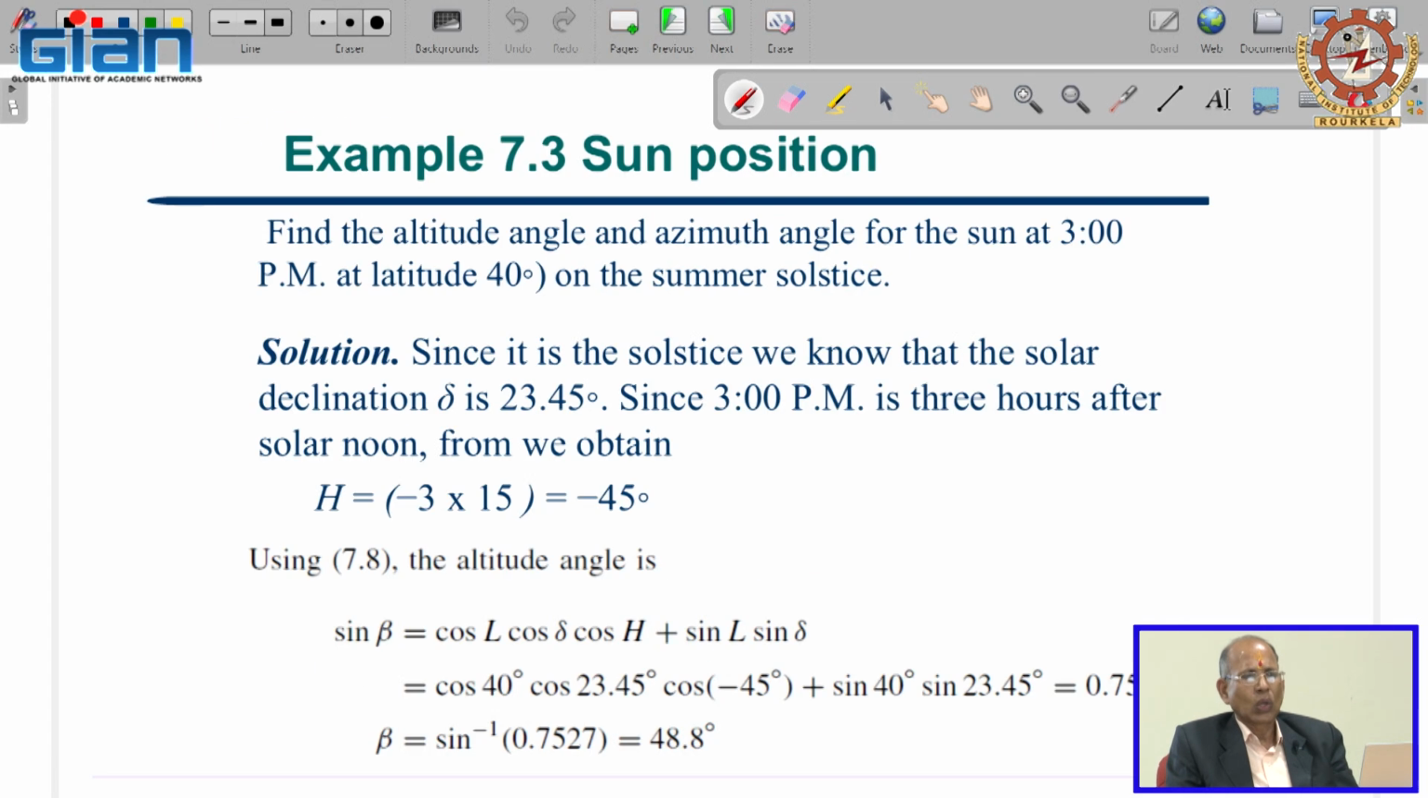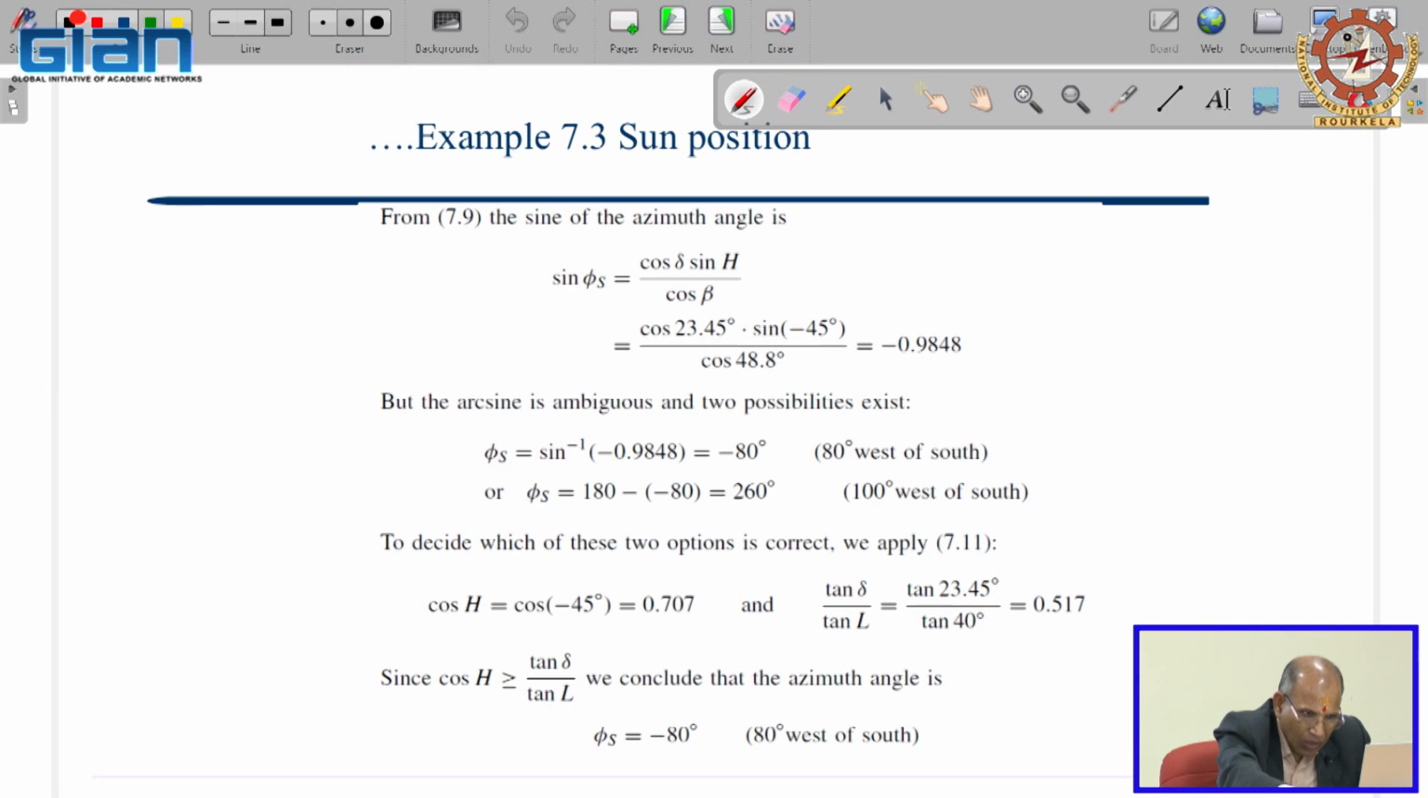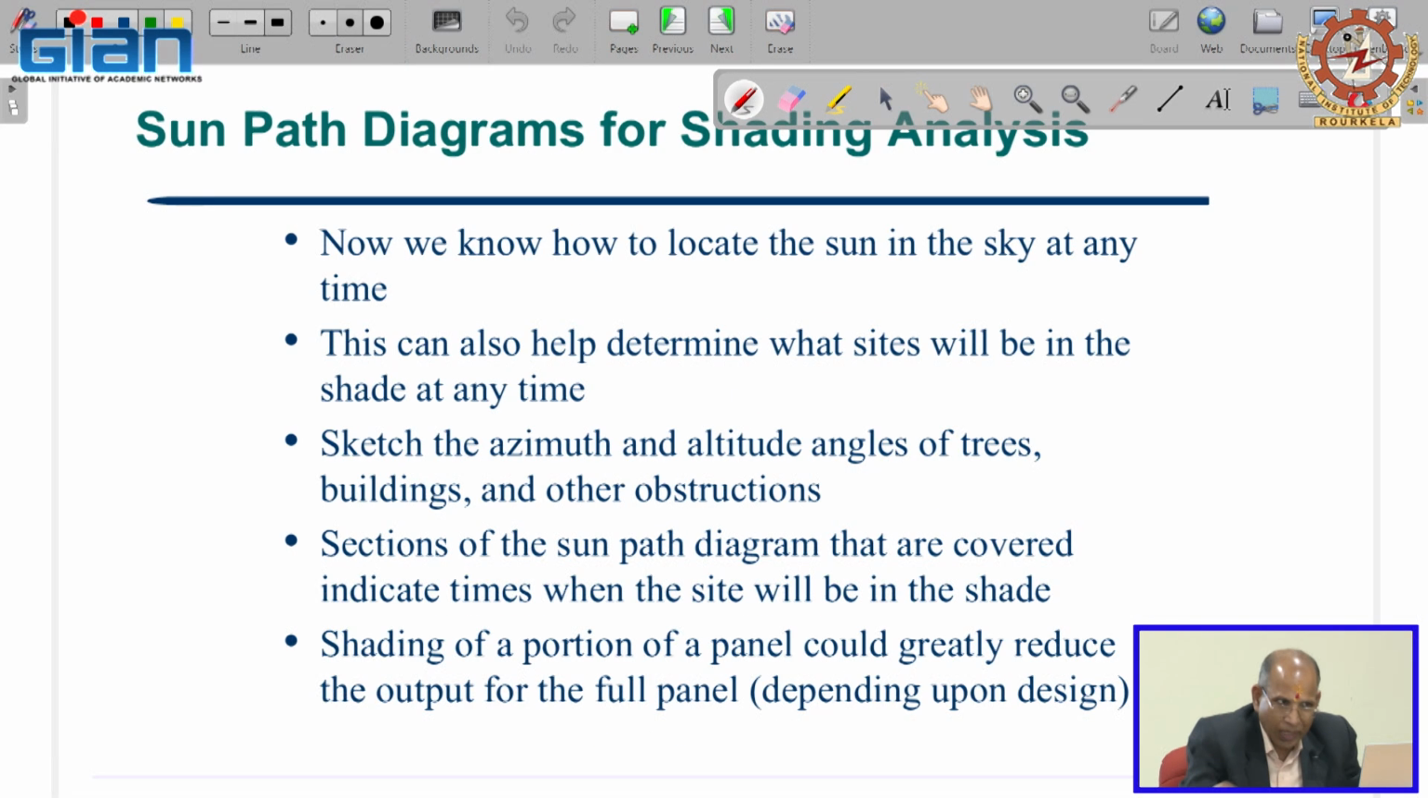So all these numericals are given. I'm not going into that detail, but it is self-explanatory. All these calculations you can easily do.